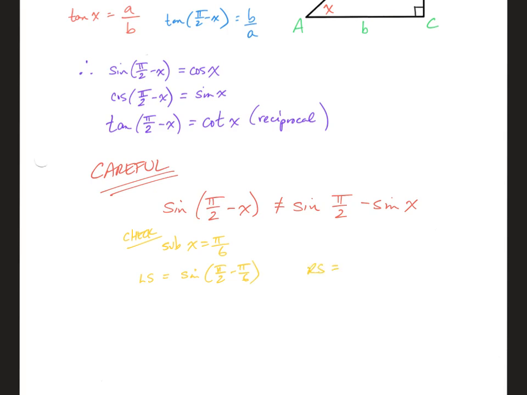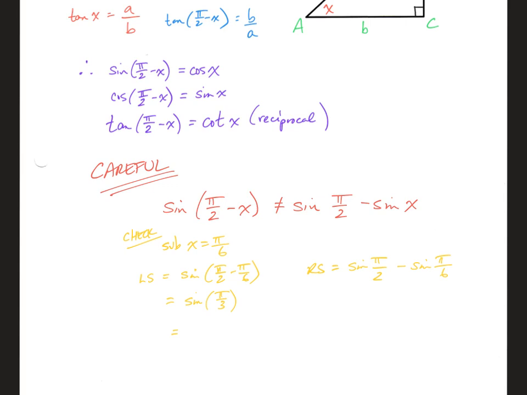And on my right side, I would have the sine of pi by 2 minus the sine of pi by 6. And so if I can show that I get a different value on my left side than my right side, then I've proven that that is not equal. So on the left side, I can do a little calculation that pi by 2 minus pi by 6 is pi by 3, and I can calculate the sine of pi by 3.